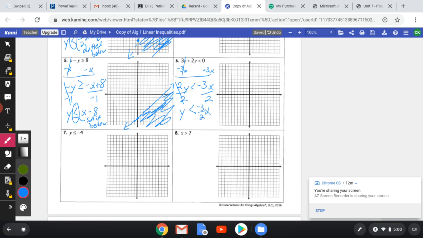Alright, so here, where's my starting point? My starting point's at the origin, 0, 0. And then the slope tells me to go down 3, 1, 2, 3, and right 2. 1, 2, 3, right 2.